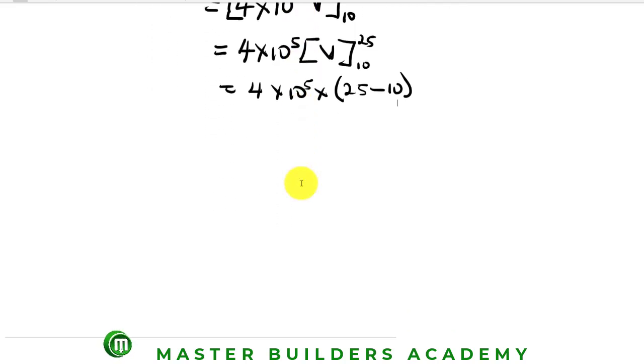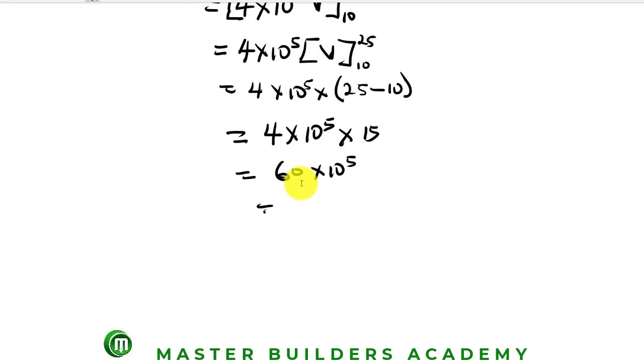So as you can see, as we progress, this becomes 4 multiplied by 10 raised to the power of 5 multiplied by, when we remove 10 from 25, we have 15. Again, 4 multiplied by 15 will give us 60 multiplied by 10 raised to the power of 5. And then this will give us 6 multiplied by 10 raised to the power of 6 in joules. And then we can leave our answer as 6.0 mega joule. All right, so this is the answer to this question.